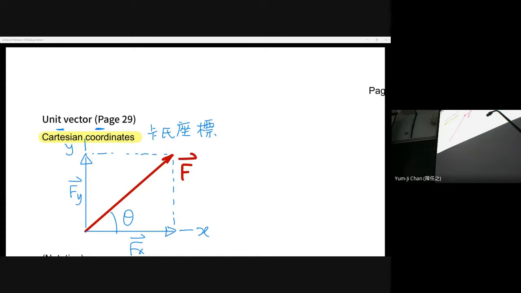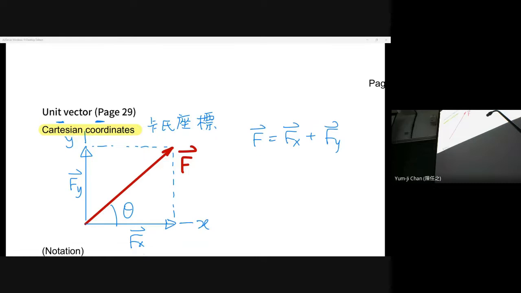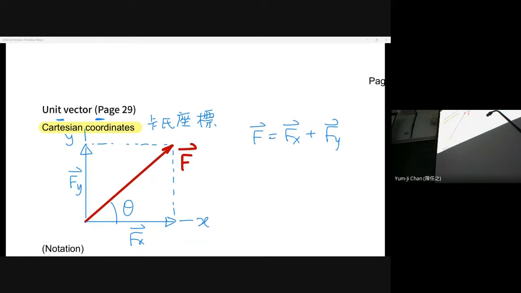Now we have F here is equal to Fx plus Fy. And we have the magnitude of Fx is equal to F cosine theta, and the magnitude of Fy is equal to F sine theta. Remember the difference between this one and this one.